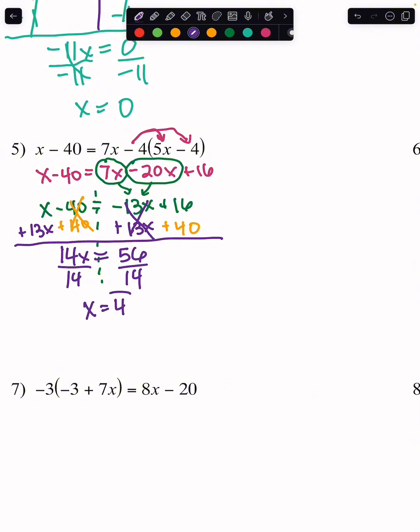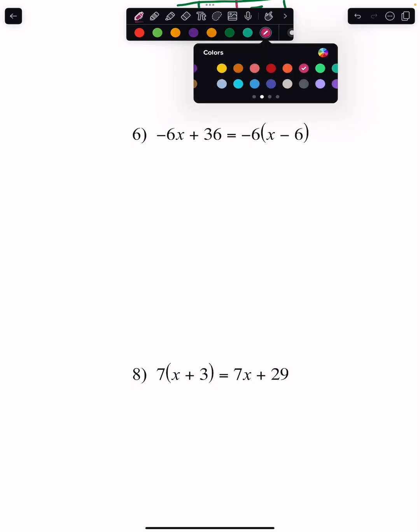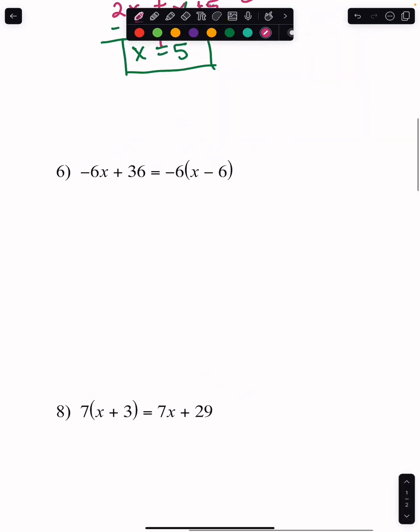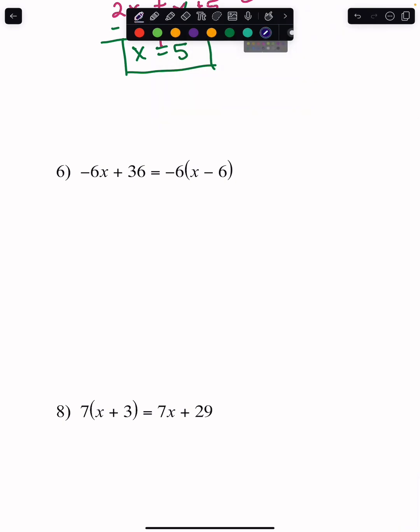Okay, let's do another one. Number 6. Okay, so I see parentheses. Hey, that automatically means I probably need to distribute, and I'm going to distribute. Let's choose a different color. Let's go from this side. Let's go this color blue. Negative 6 times x, negative 6x. Negative 6 times negative 6, positive 36.